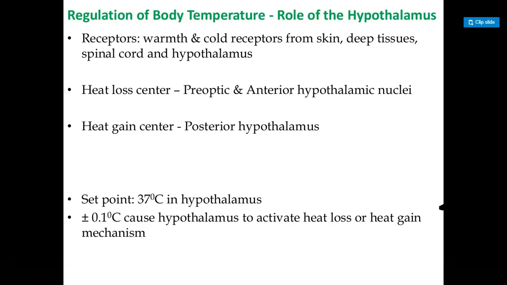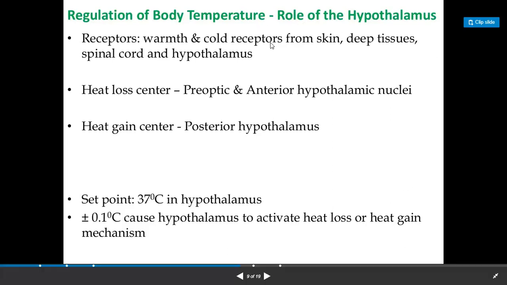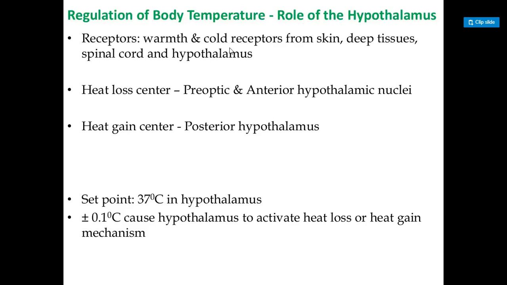So the hypothalamus is the effector? No, it's not the effector. It will act as a controller, because the effector is the skin. The blood vessels of the skin dilate or constrict, or the hair muscles stand or lie flat. So that is the effector organ. We have the detectors, which are the receptors in the skin. They send signals to the hypothalamus. The hypothalamus is the control center, which initiates and sends messages back to the skin.